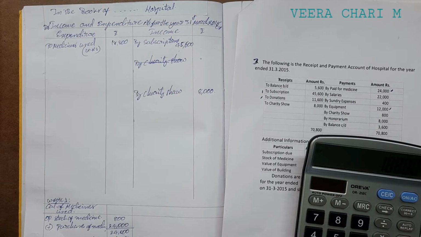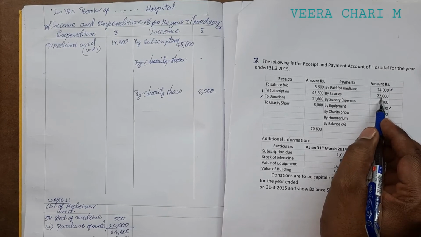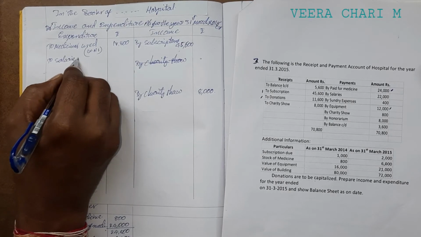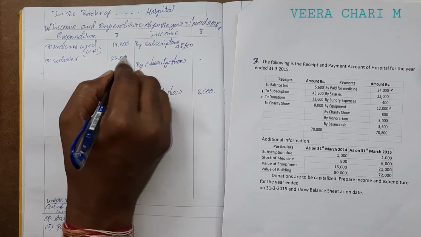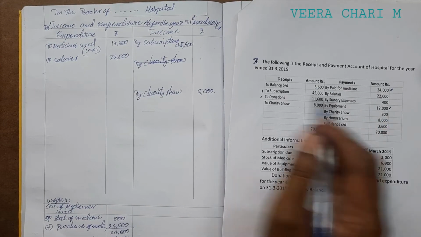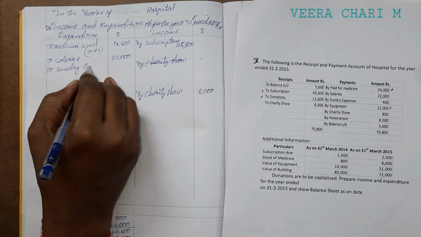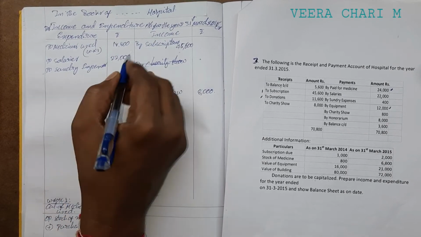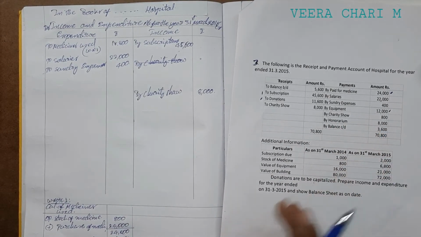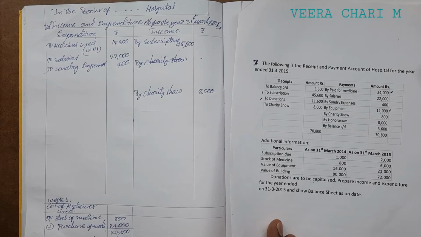Next, after medicines there is salaries. For salaries there is no adjustment, directly you can write salaries, that amount is 22,000. Next, sundry expenses, it is 4,000. To this one also there is no adjustment to sundry expenses, that is 400 rupees. And next is equipment, it is an asset. So that is the equipment.